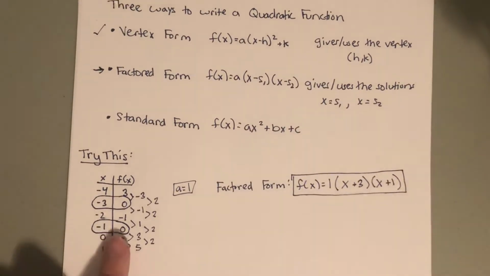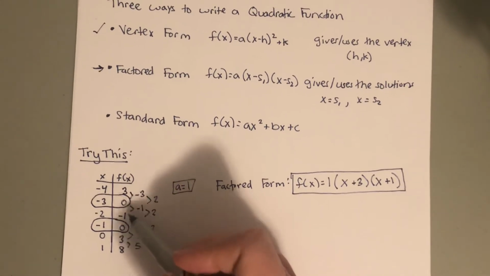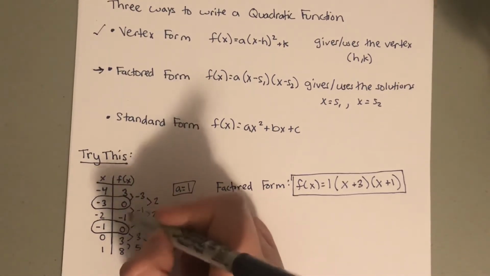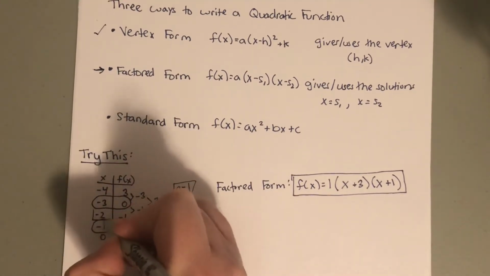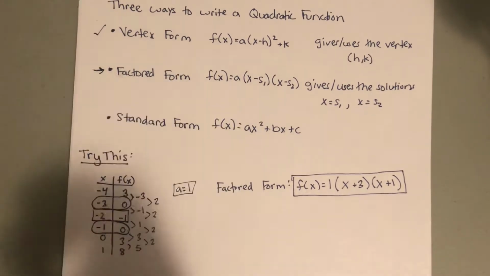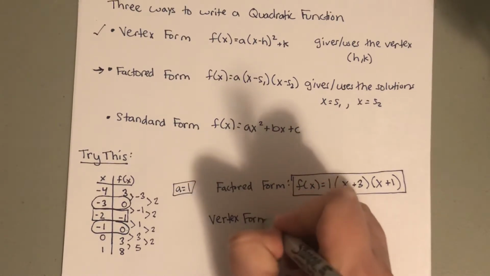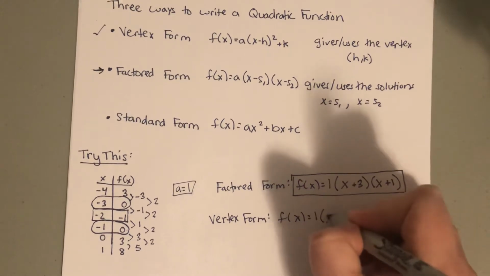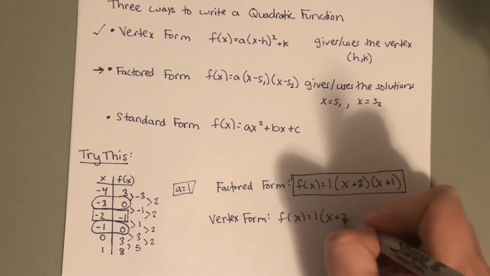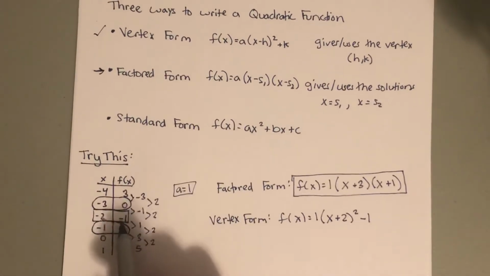Notice that we also have the vertex. We have a symmetric lowest point in this function. -1 is the lowest number, and it's symmetric on both sides of it. We have that sandwich that we talked about, 0, -1, 0. So because we also have the vertex, if we wanted to, we could also write this function in vertex form. So you have a is 1, x, the opposite of the x-coordinate of the vertex, so plus 2 squared, and then your y-coordinate of the vertex is -1, so minus 1.